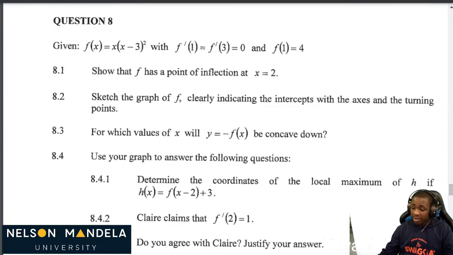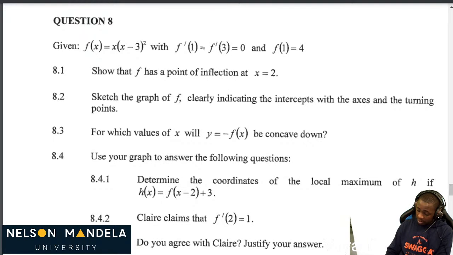So by the way, we remember that in order for us to plot, we must have 3 things. First thing, we must have the x-intercept. So let's just check them out so that everyone will be on board with me. We have f of x equal to x times (x minus 3) squared. Let's just write y here. Then for the x-intercept, we let y equal to 0.